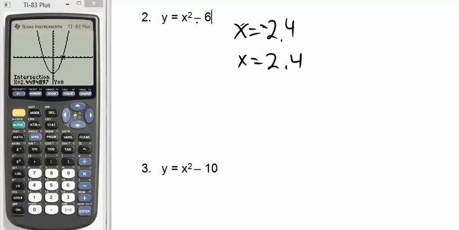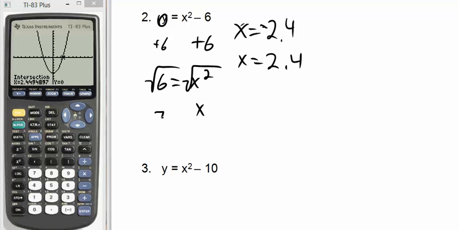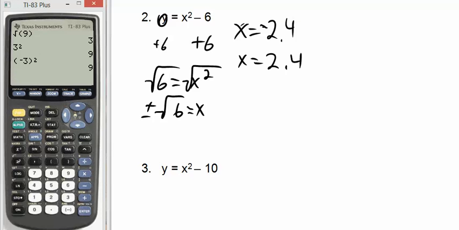All right, to do this by hand, what you would do is you would go plus 6. Remember, we're setting this equal to 0, so plus 6. 6 equals x squared. Take the square root of both sides. A lot of times, they'll just go ahead and leave it as plus and minus the square root of 6 because this doesn't come out evenly. But if we do that in the calculator, we go square root of 6 gives us 2.4, which is the same thing we got. We just have to remember that it's not just positive 2.4, it's also negative 2.4.